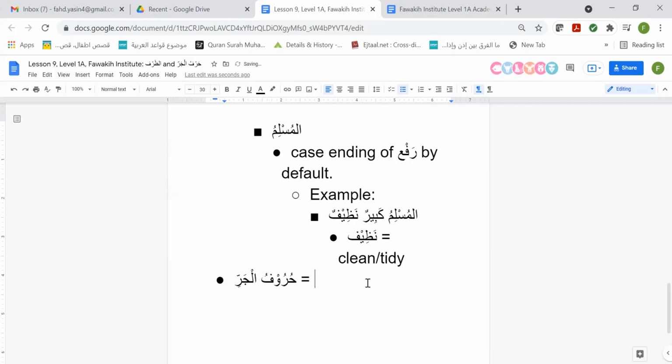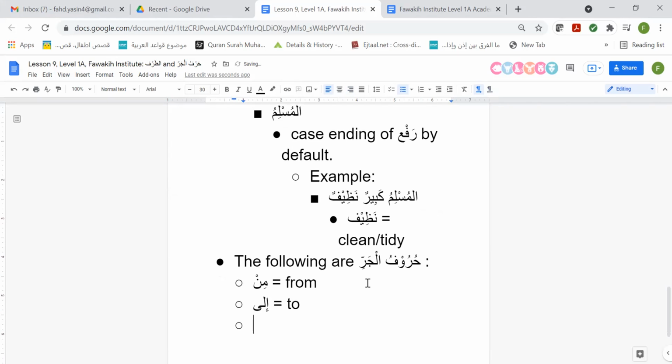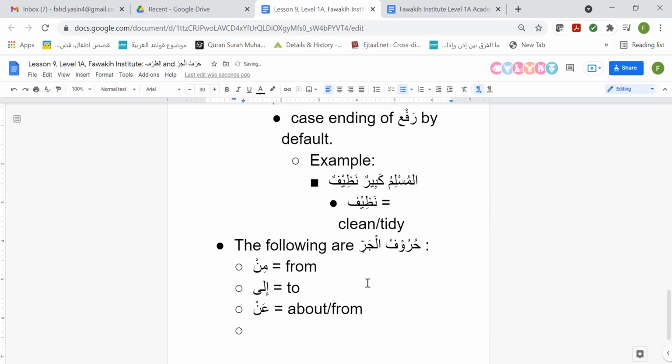So the following, no, let me make this easier. The following are huruf al-jar, okay? So the first one is min, which means from. Min, ila, it means to. And then an. This is hard to translate. Let's just say about. Sometimes it can mean from. It just depends on the context.